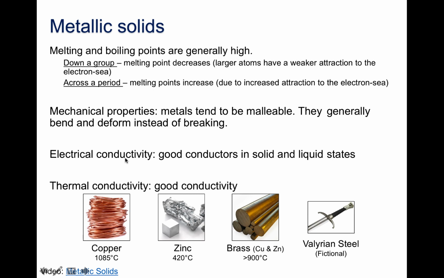Electrical conductivity is one of the major distinguishing factors between metallic solids and ionic solids. Metallic solids are good conductors of electricity, whereas ionic solids are poor conductors, but in their molten state, they're good conductors. So metals are good conductors in both the solid and the liquid state, which is why we use them for electrical wiring so often. And then they're also good thermal conductors. They're going to conduct heat very well.